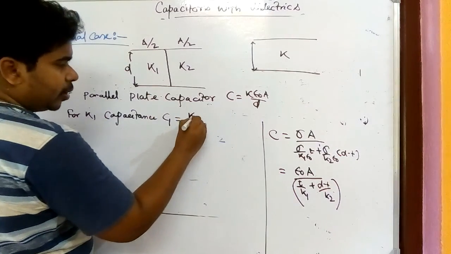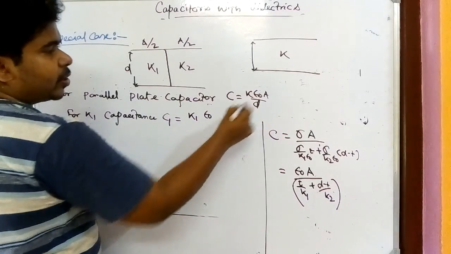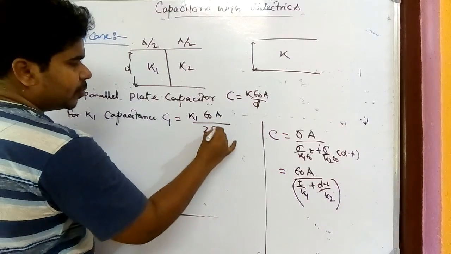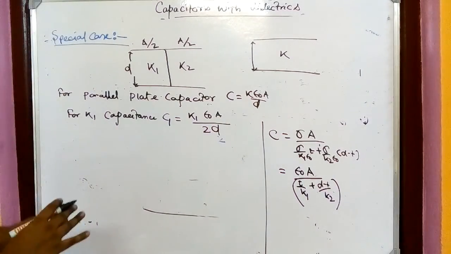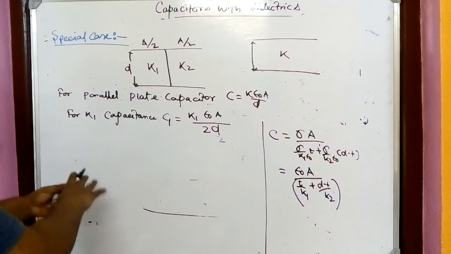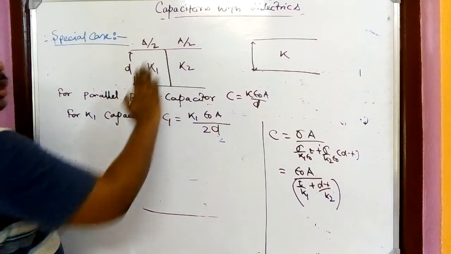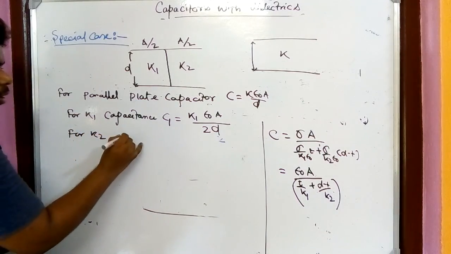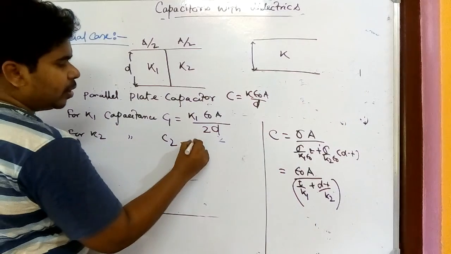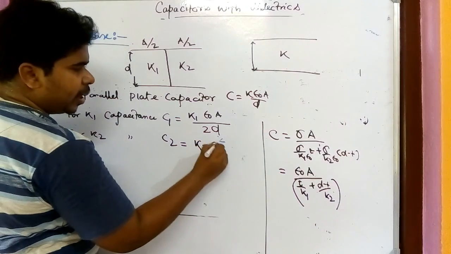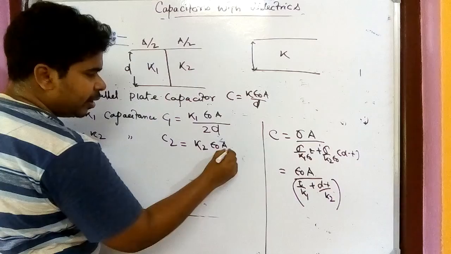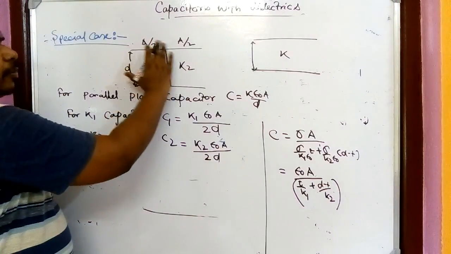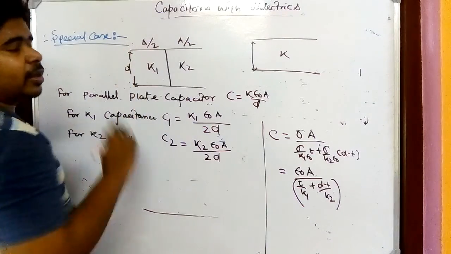Now for K1, instead of A we have to write A by 2, simple thing. K1 epsilon naught A by 2D for only K1. We are not thinking about K2. And for K2, capacitance C2 equals K2 epsilon A by 2 into D. Separately we have done for this, separately we have done for this.